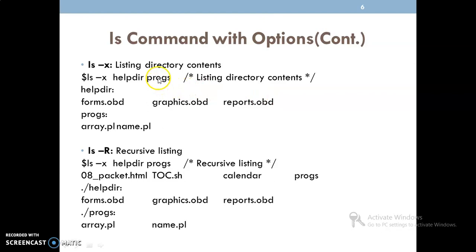Similarly, prox is one more directory. Under that we have these different files. So this way we can list the contents of a particular directory by using option -x.